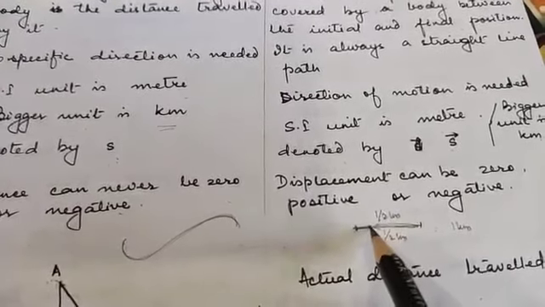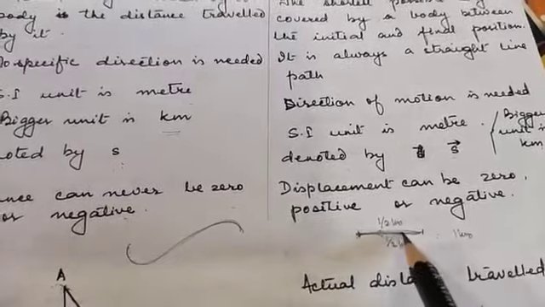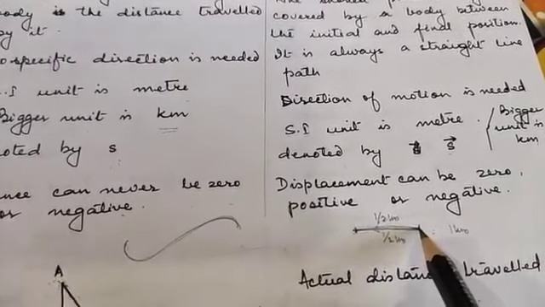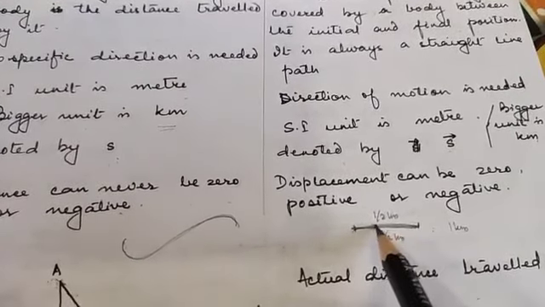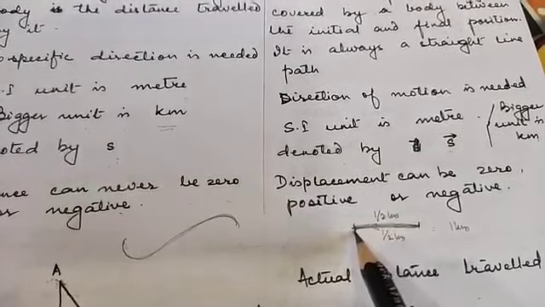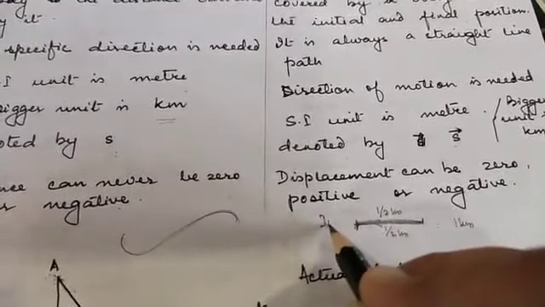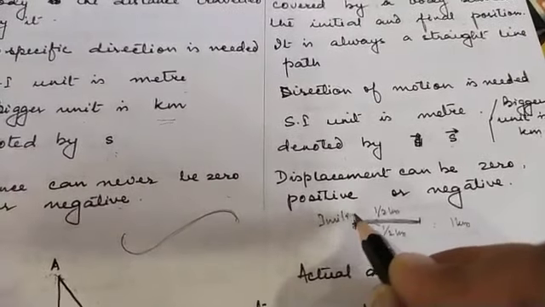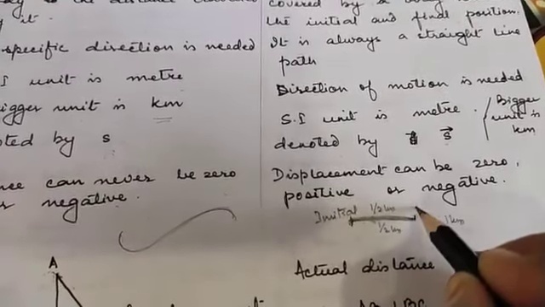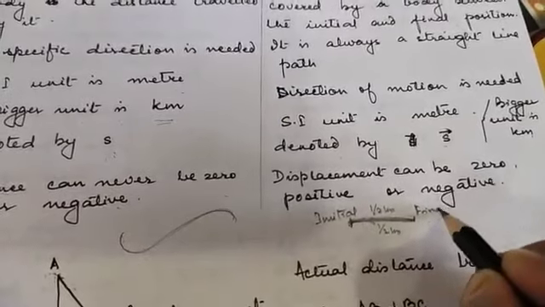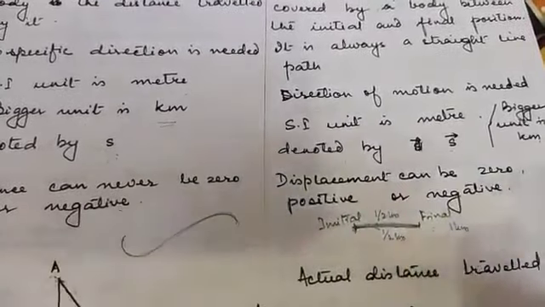But then what is the displacement? I am moving forward and then I am moving back again and I am reaching my initial position. This is the initial position. I am reaching to my initial position. So my displacement is 0.